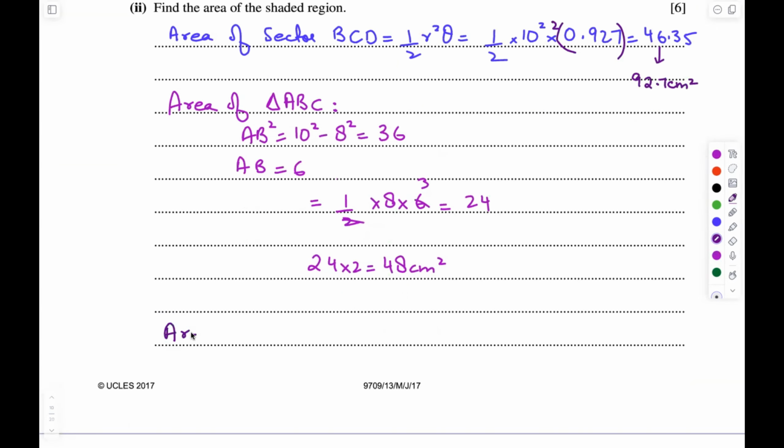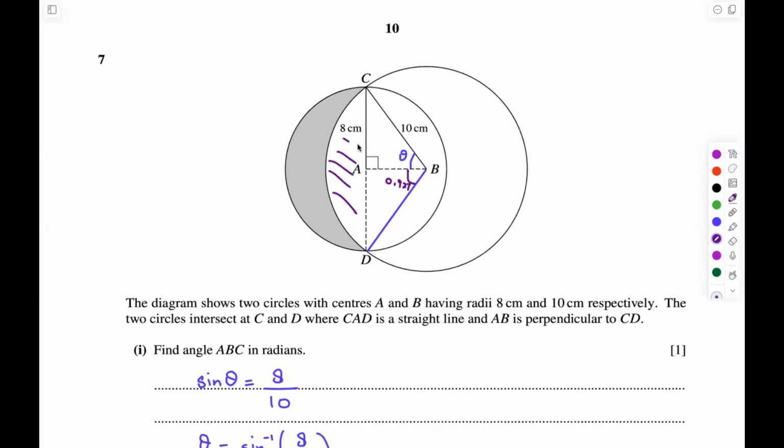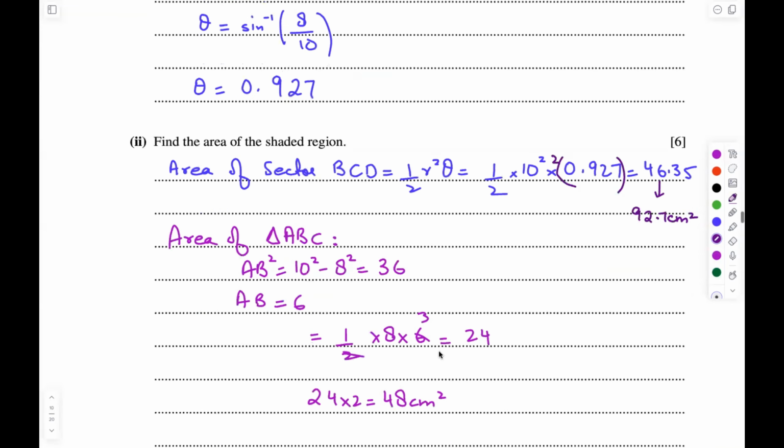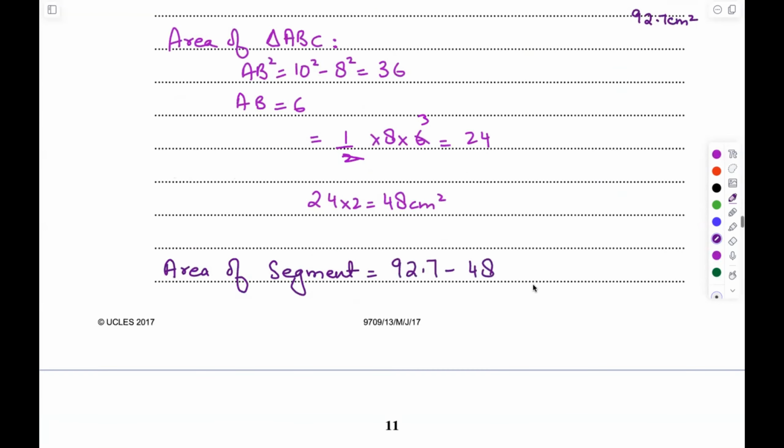Now, once we have the area of the triangle and the area of the sector, we can write that the area of the segment, which is basically this part from C till D, will be equal to the area of the sector, which is 92.7 minus 48. So 92.7 minus 48 is equal to 44.7 centimeters squared.